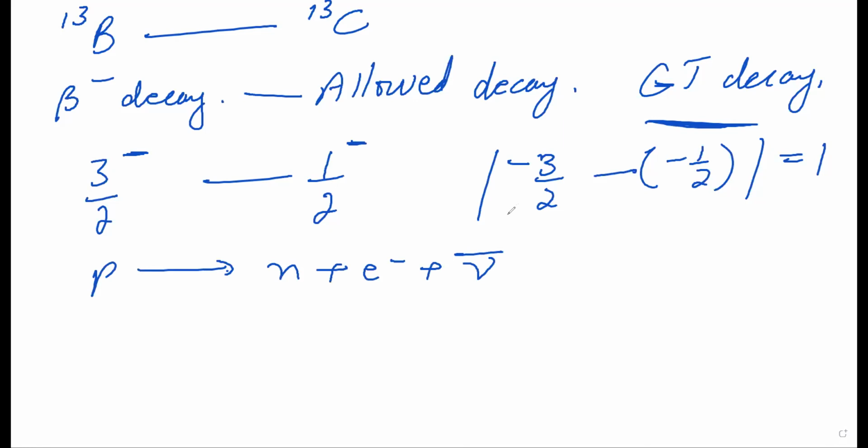Ma'am, Asad said the opposite. I mean, a neutron is converting into a proton. Asad, check again. Boron has atomic number 5 and carbon has 6. Yes, ma'am. I was saying neutron is converted into a proton. Sorry, my bad. Okay. Right.